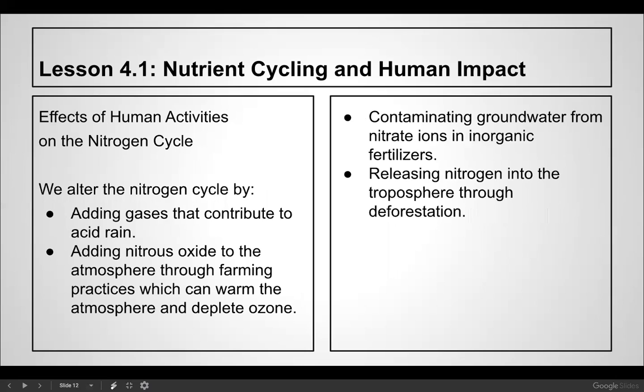The effects of human activities on the nitrogen cycle. We alter the nitrogen cycle by adding gases that contribute to acid rain, adding nitrous oxide to the atmosphere through farming practices which can warm the atmosphere and deplete the ozone, contaminating groundwater from nitrate ions in inorganic fertilizers, and releasing the nitrogen into the troposphere through deforestation.